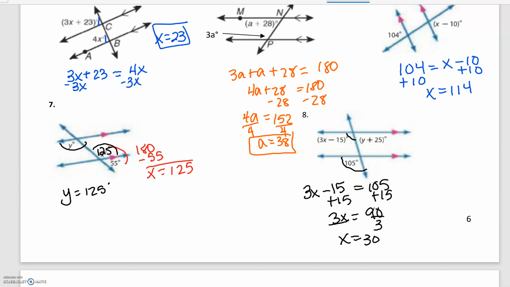And then we can go ahead and see that these being 105, this one has to be 105, which would mean, or you could find this one here and then do the supplementary relationship for that linear pair. But y plus 25 plus the 105 has to equal 180. And so y plus 130 equals 180. Subtract the 130. So y is equal to 50.